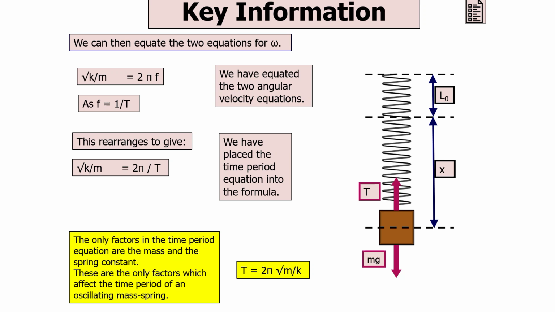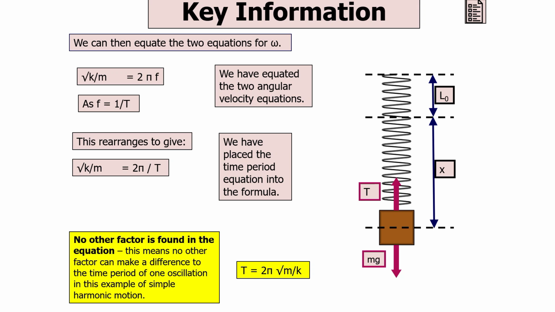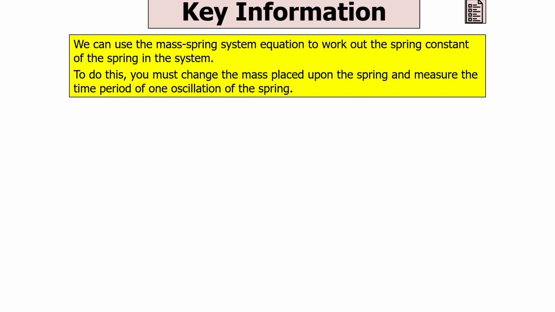Now please note the only factors in the time period equation are the mass and the spring constant. These are the only factors which affect the time period of an oscillating mass spring. No other factor is found in the equation, so this means no other factor can make a difference to the time period of one oscillation in this example of simple harmonic motion. So we can use the mass spring system equation to work out the spring constant of the spring in the system. Now to do this you must change the mass placed upon the spring and measure the time period of one oscillation of the spring.